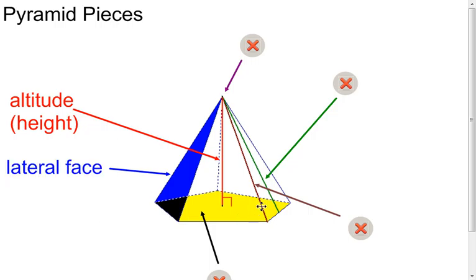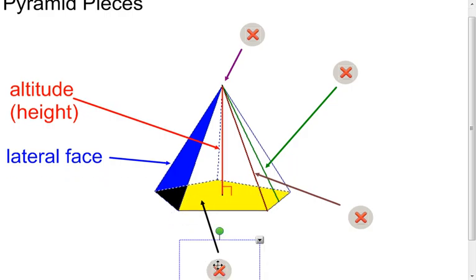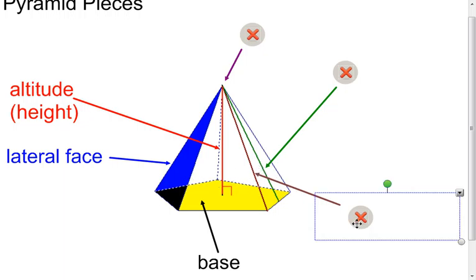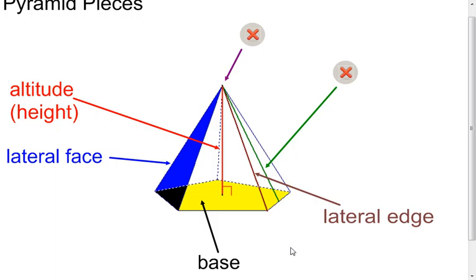The yellow face that's down here on the bottom. Now, don't think that face always has to be on the bottom, because it could be on the top. That's going to be the base of the pyramid. This edge right here that looks brown in color, being the intersection of two of the lateral faces, is going to be a lateral edge.